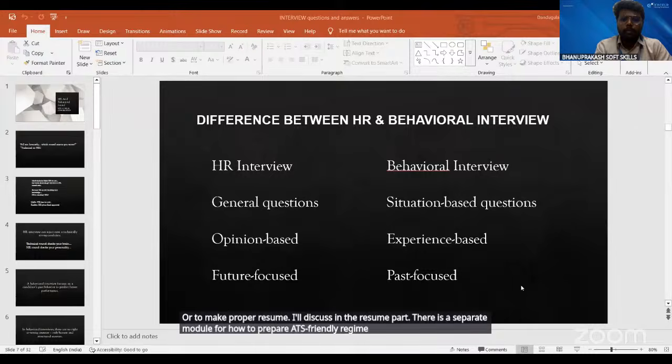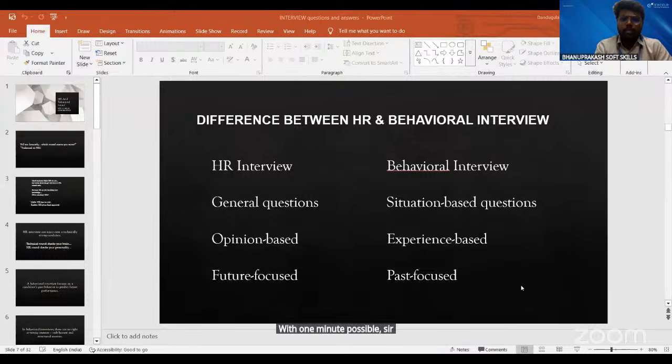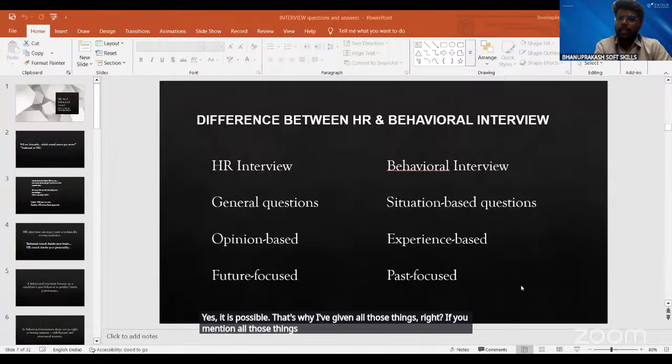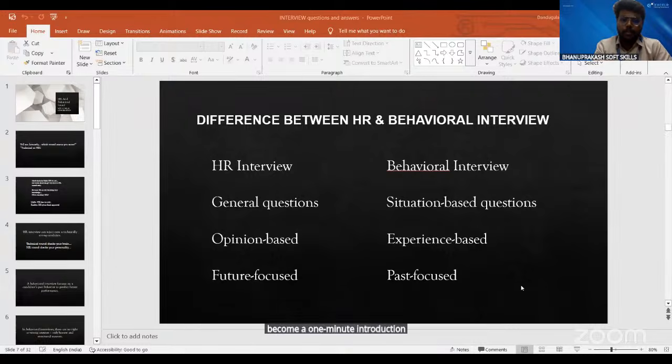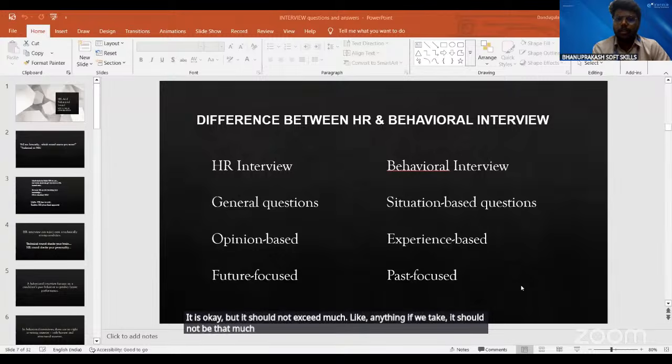Is it possible within 1 minute, sir? Yes, it is possible. That's why I've given all those things, right? If you mention all those things perfectly, then that will automatically become a 1 minute introduction. Is it okay if the introduction exceeds 1 minute? It is okay, but it should not exceed much. It should not be too long or too short.